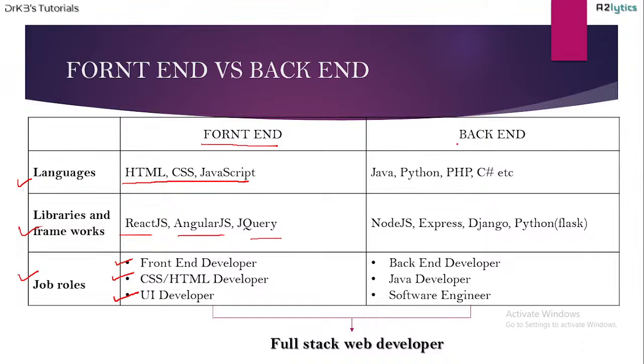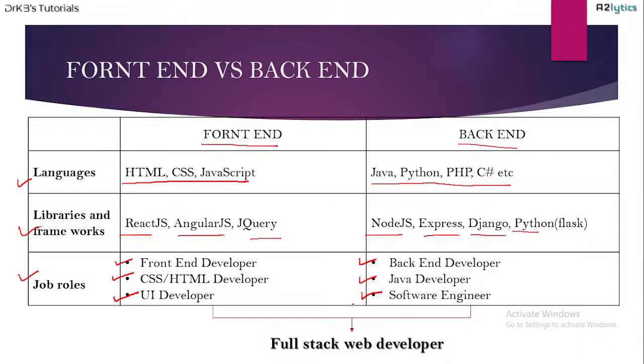At backend, programming languages are Java, Python, PHP, C Sharp. Frameworks are Node.js, Express, Django, Python. What are the roles available? Backend developer, Java developer, software engineer.